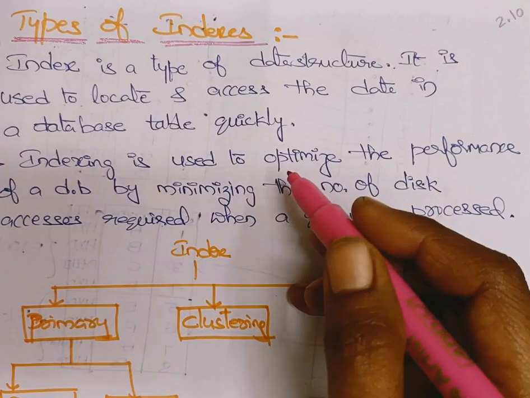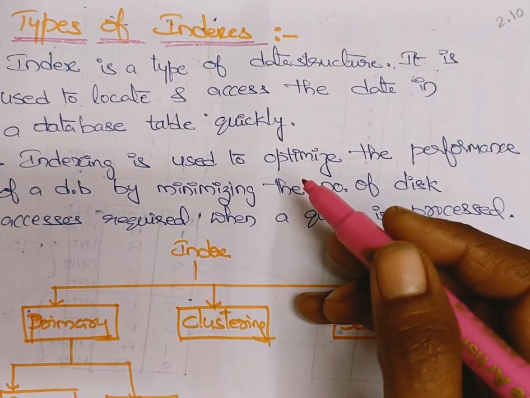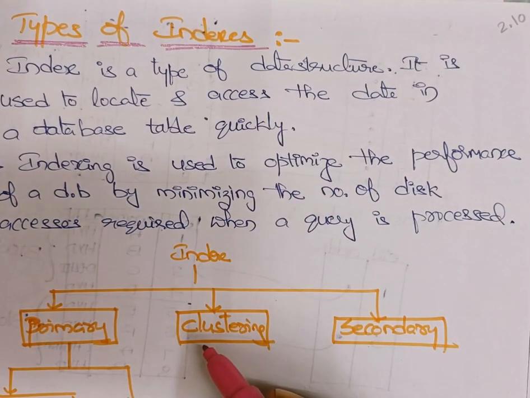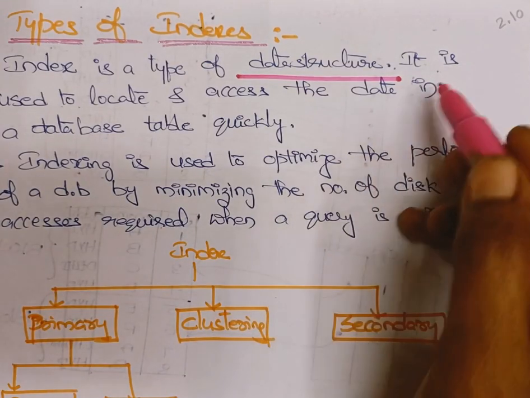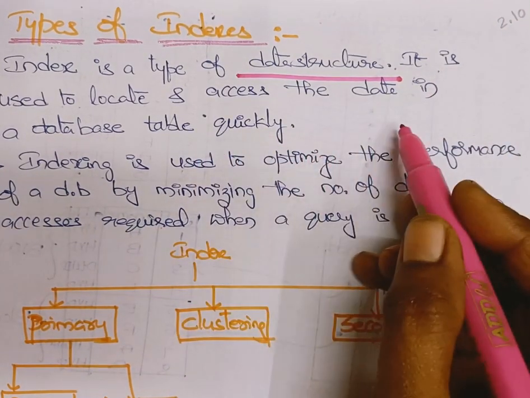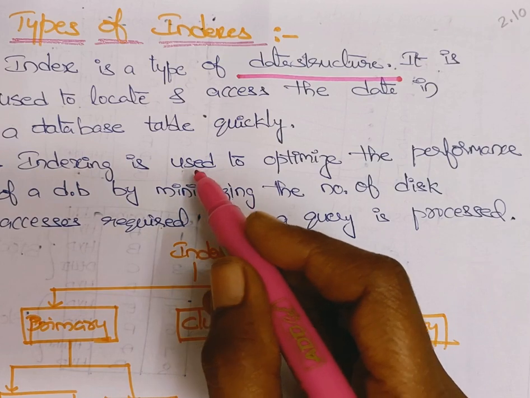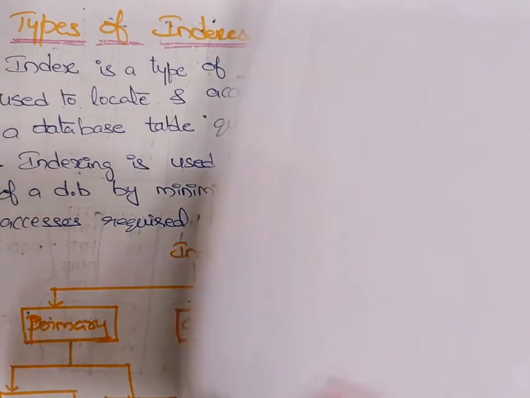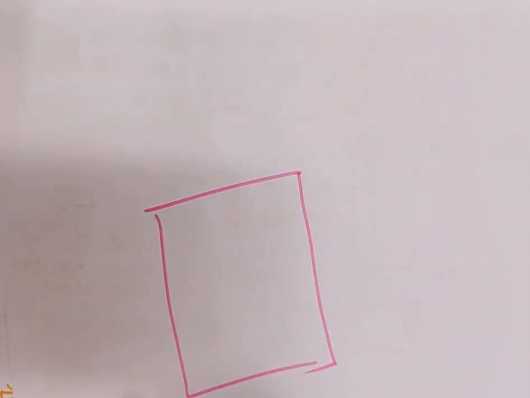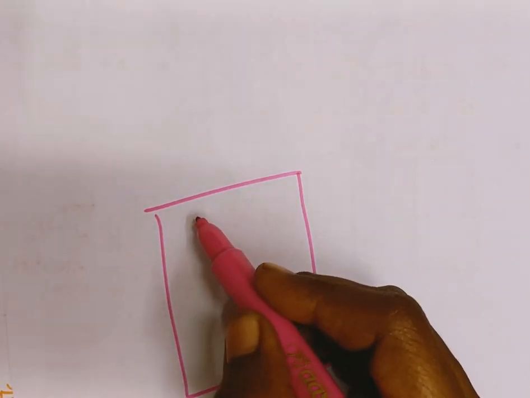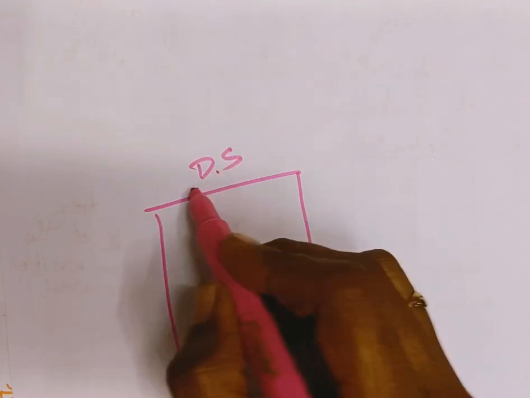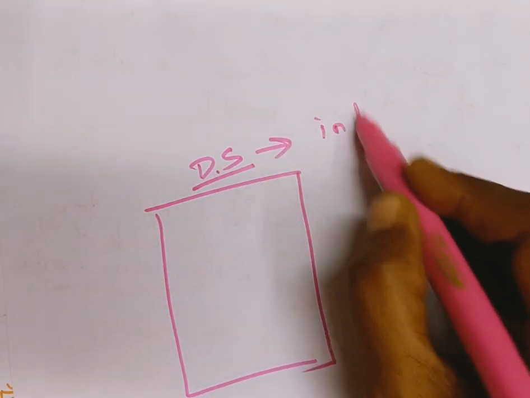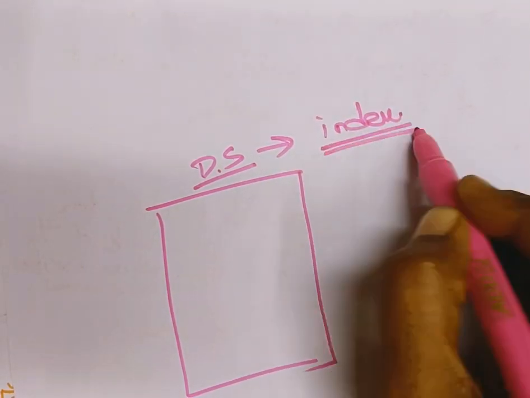Now we will discuss index and what the types of indexes are. An index is one type of data structure. It is used to locate and access the data in a database table quickly. Actually, a huge amount of data is stored on the secondary storage device. To store this huge amount of data in the hard disk, it uses some data structures. One of the data structures it uses is indexing techniques.